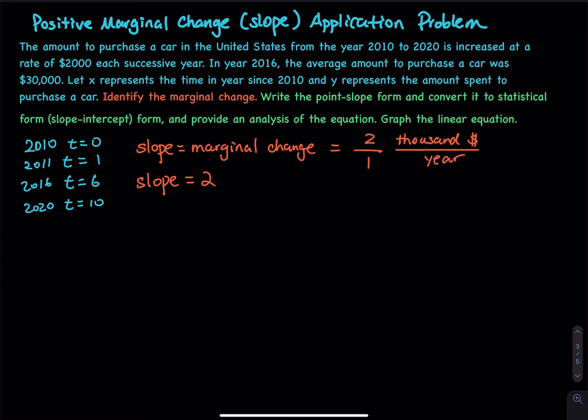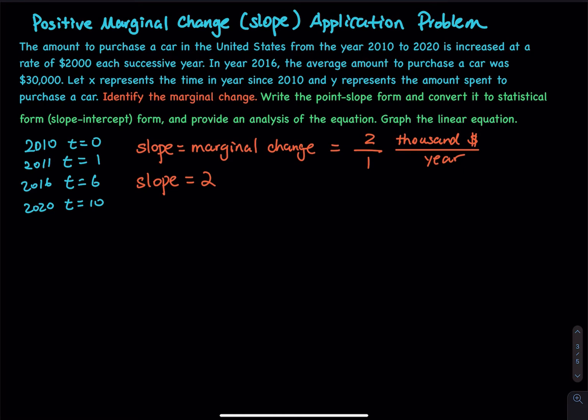And then the marginal change means the slope. So the slope is $2,000 per year. Another way to take care of the 2,000 is you write the number 2 followed by the word thousand. So $2,000 is the same thing as 2 followed by thousand. And then $2,000 per year. The per means division, so $2,000 divided by 1 year. 2 divided by 1 equals 2. So the slope is equal to 2.